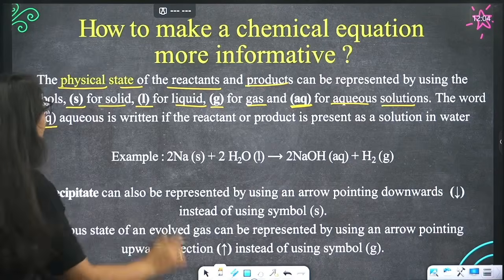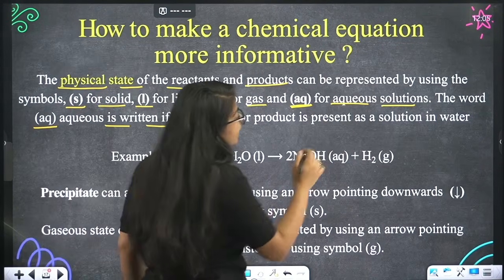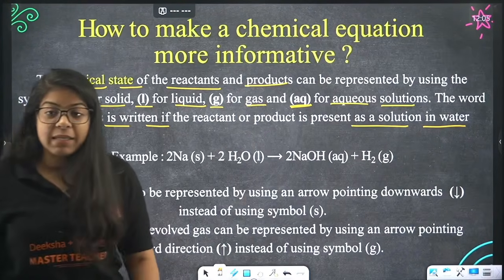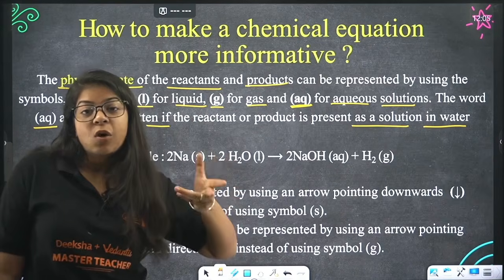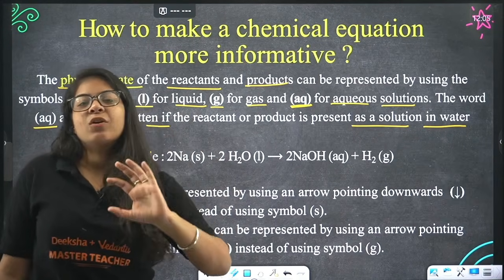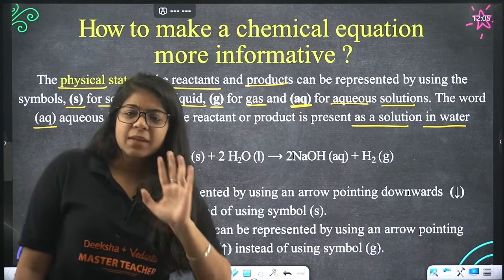Okay, the word aq, we'll see now here. The word aqueous is written if the reactant or product is present as a solution in water. It means that if you are doing some reaction with salt, but the salt is in water, so it will be a salt solution, and you will write aq beside it. Okay, that's the whole thing.